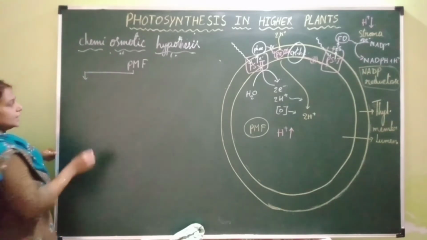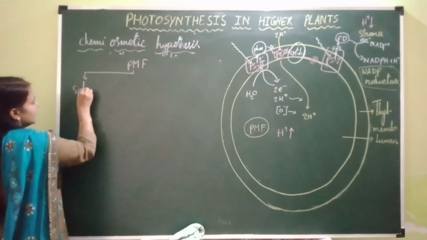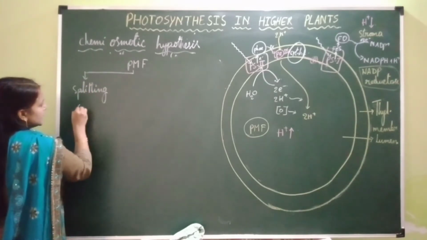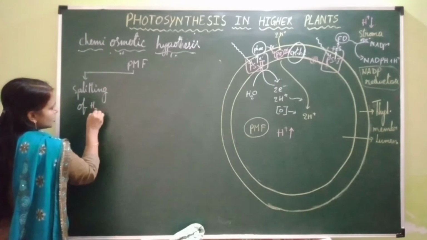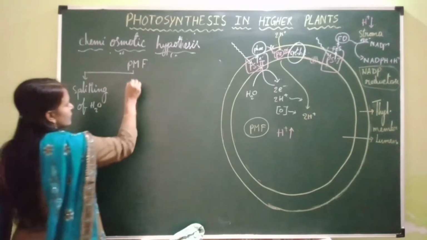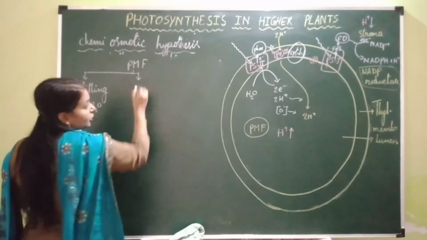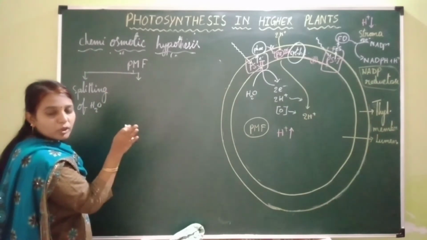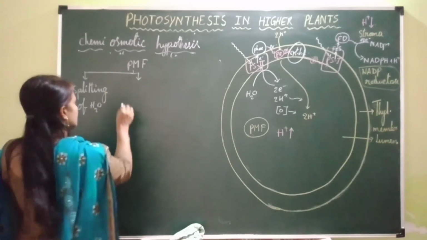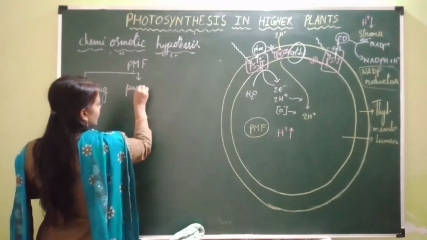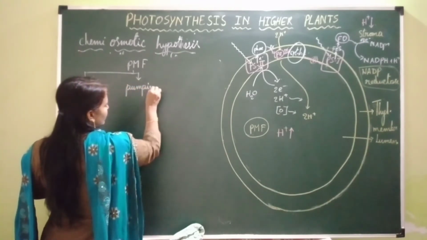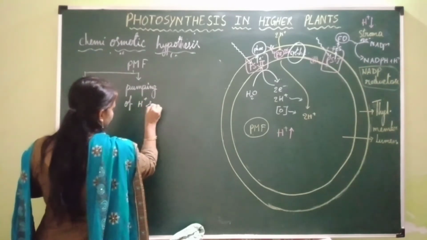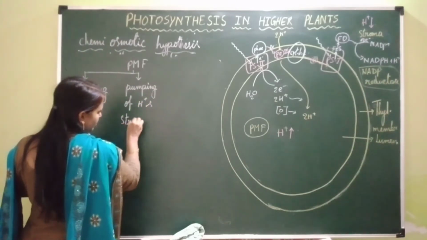First reason is due to the splitting of water. The splitting of water is taking place towards the lumen, and hence protons are released into the lumen. This is one reason, one factor. Next reason is due to the pumping of protons from stroma to lumen by a proton pump. What is that proton pump here? PQ. So, due to the pumping of protons from stroma to lumen.